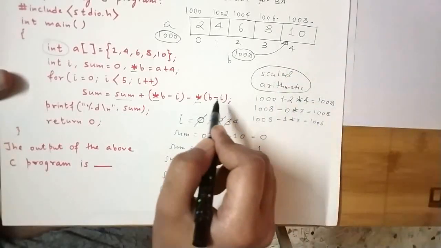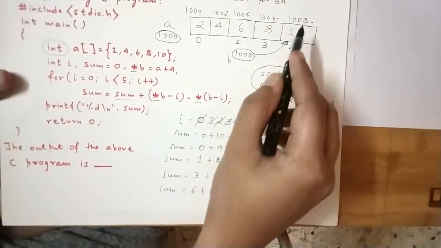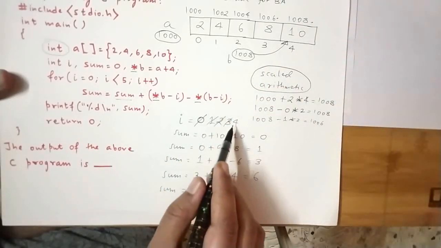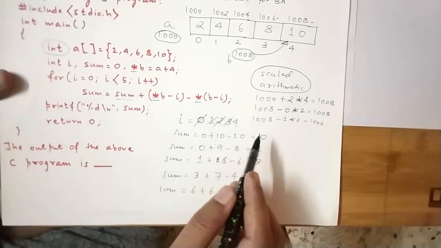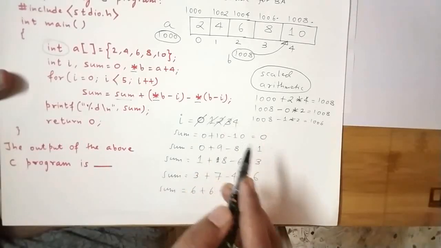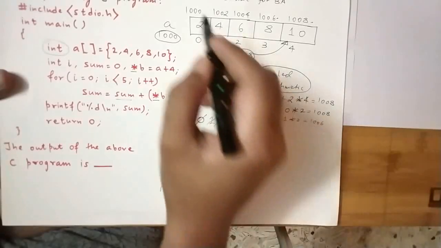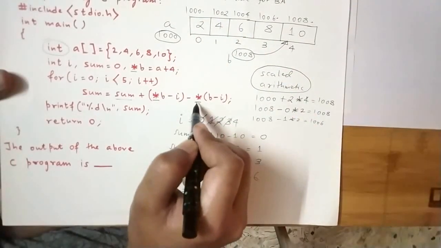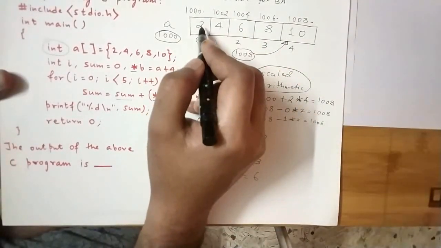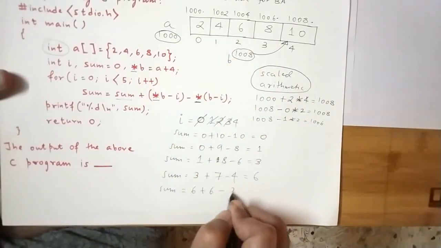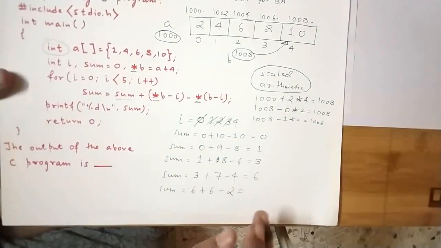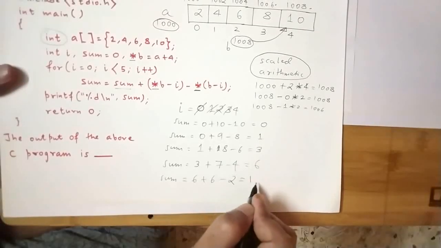So first I have to evaluate this value of b minus I. B is 1008. I is 4. That means 4 into 2, which comes out to be 8. So 1008 minus 8 will give me 1000. That means I'm standing here. If I dereference it using this asterisk, I get a value of 2. So if I subtract 2 from it, I'll get a value of 10 for sum.